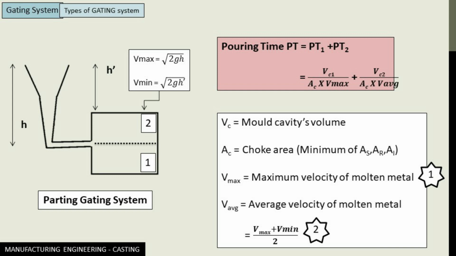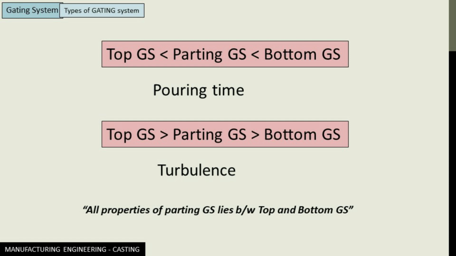that is Vc1, the volume of cavity 1, that is the volume of section 1 of this setup, and Vc2 would be the cavity's volume of section 2, and hence this is the complete formula for the pouring time of parting gating system. Here again the mold cavity volume remains the same, that is Vc, and it is in turn Vc1 plus Vc2.